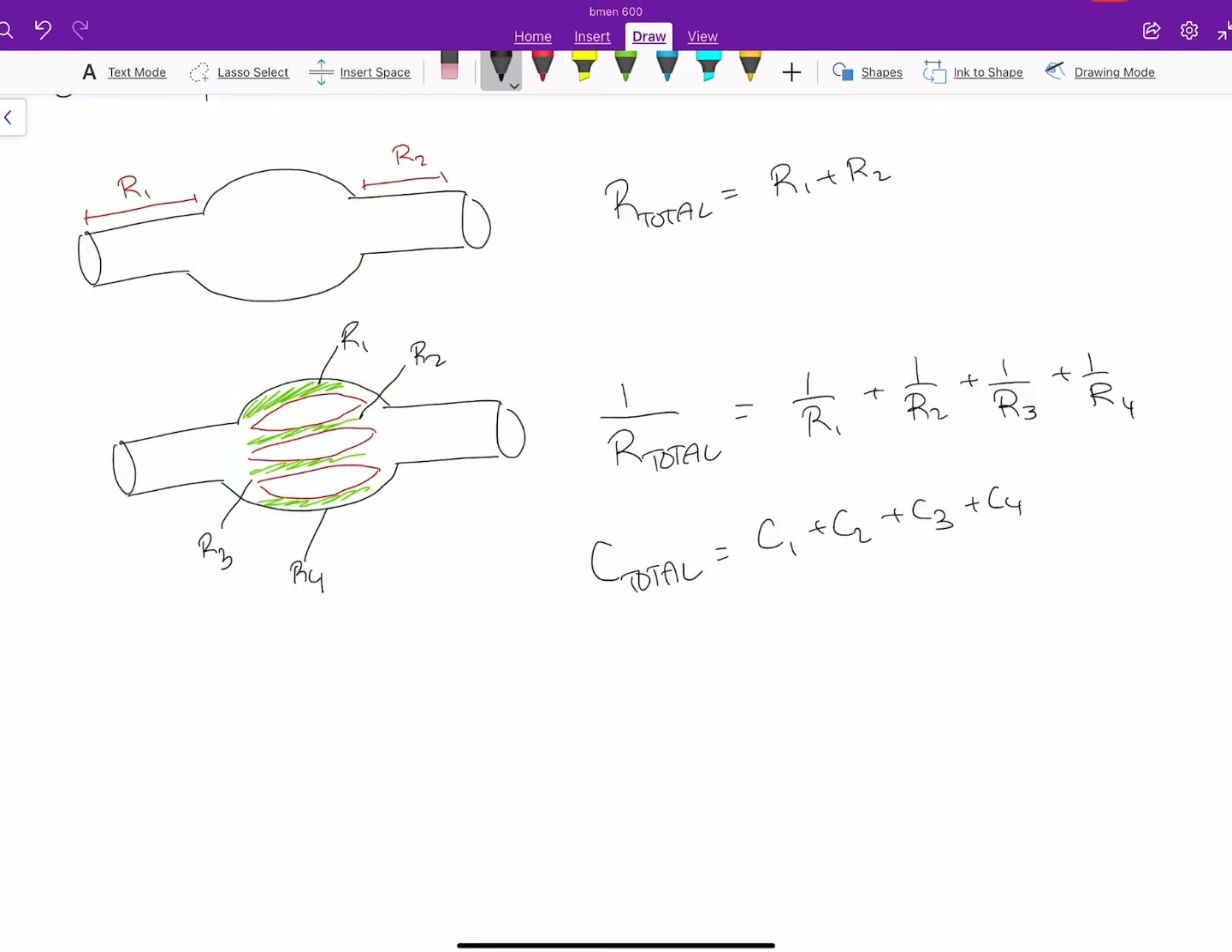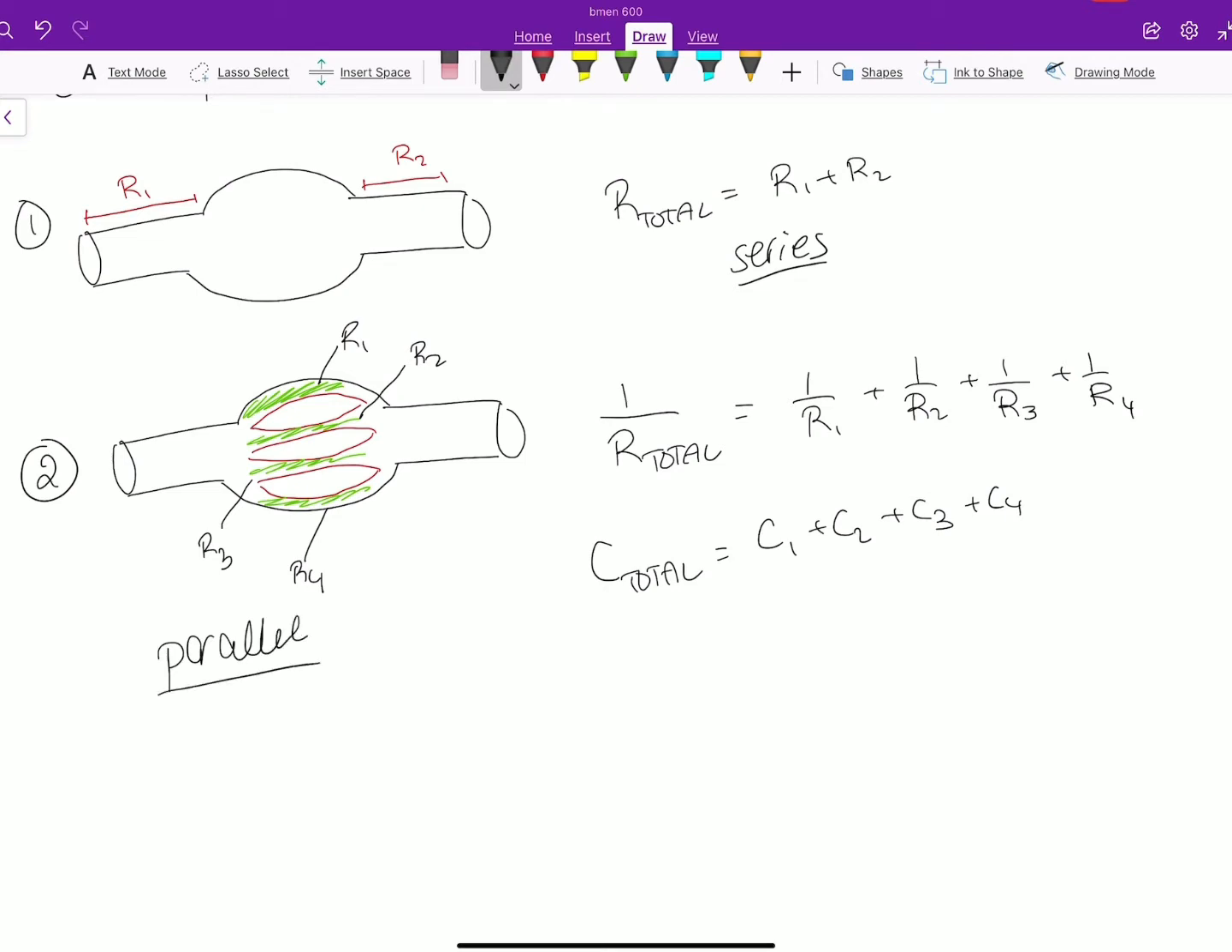Let's take the example of these two blood vessels. In the first example, we have two resistances, resistance 1 and resistance 2. The total resistance would just be R1 plus R2 because they are put in series. However, in the second example, we can see that we have 4 different resistances and they are put in parallel.